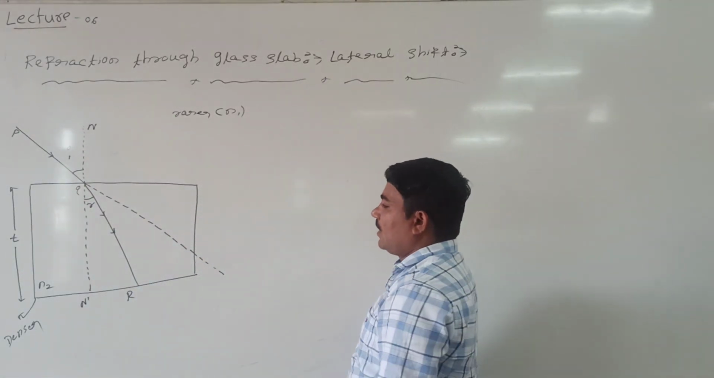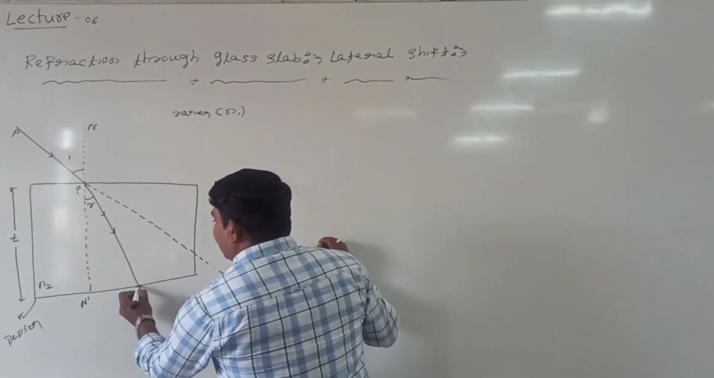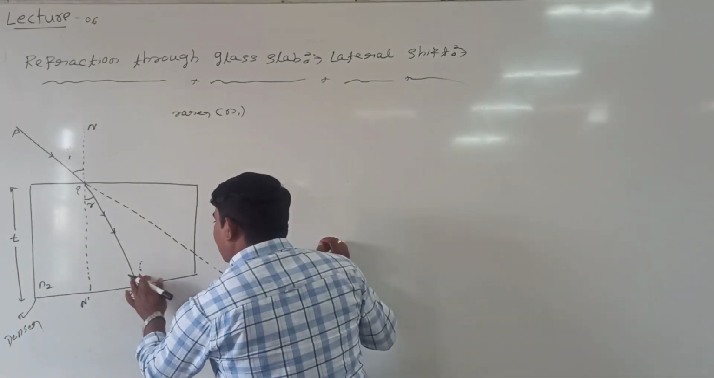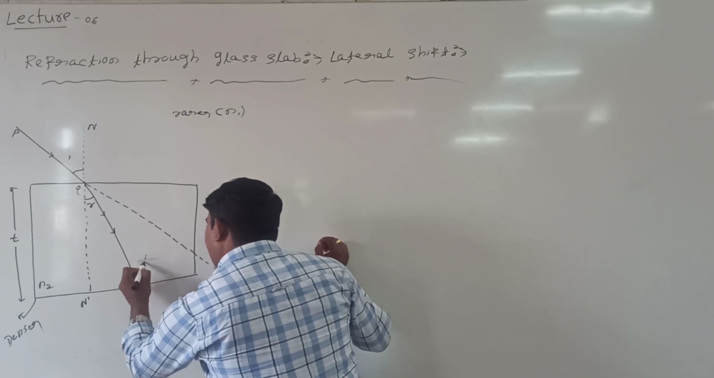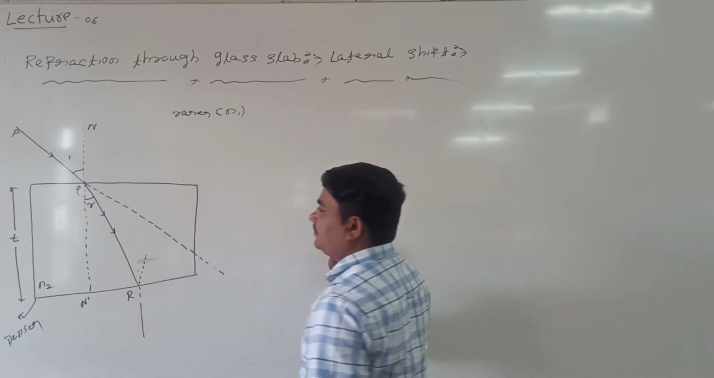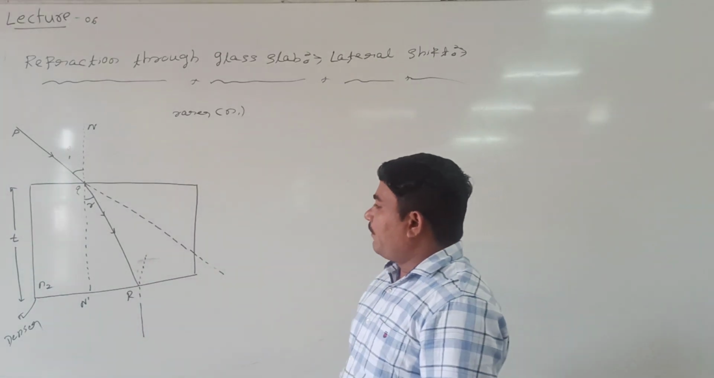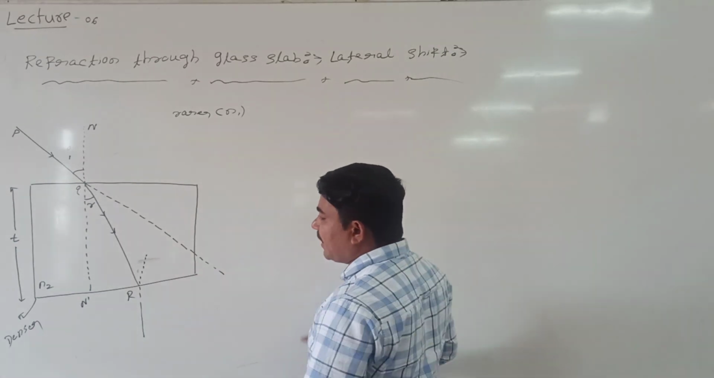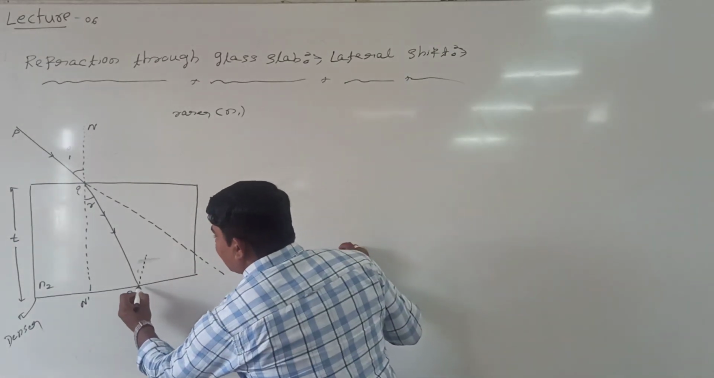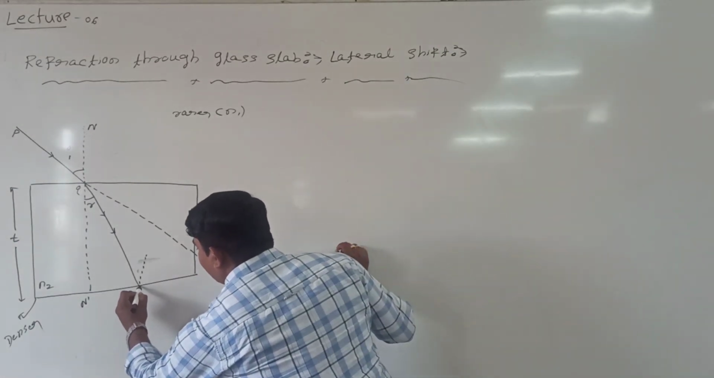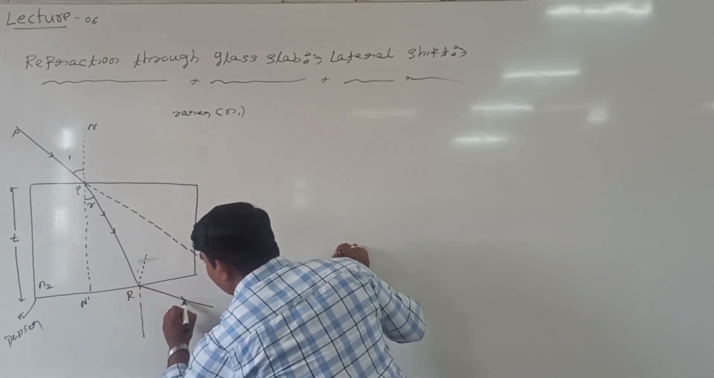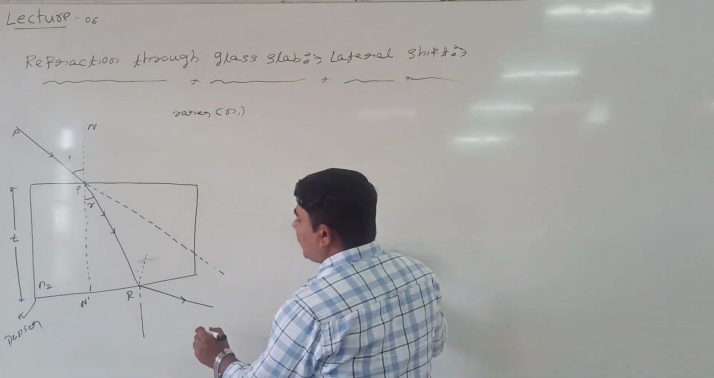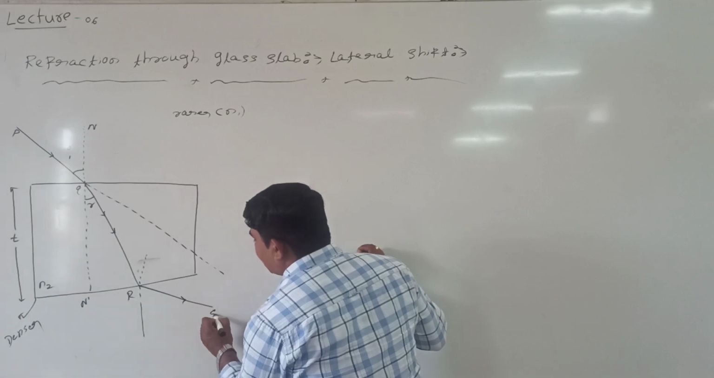Now, when the ray of light is incident at this point, again we are calling this the normal. But this is nothing but the denser medium. When a ray of light travels from denser to rarer, how does it get refracted? It gets refracted away from the normal. It gets refracted along the direction RS.